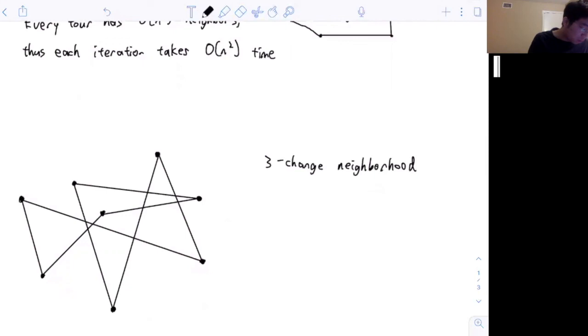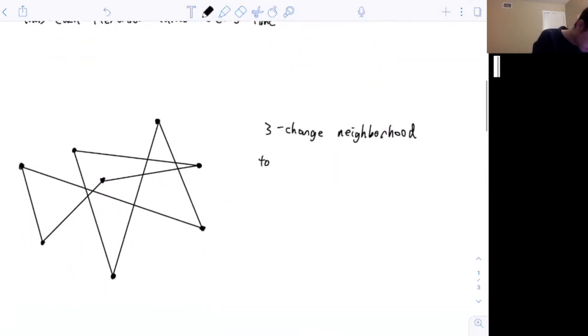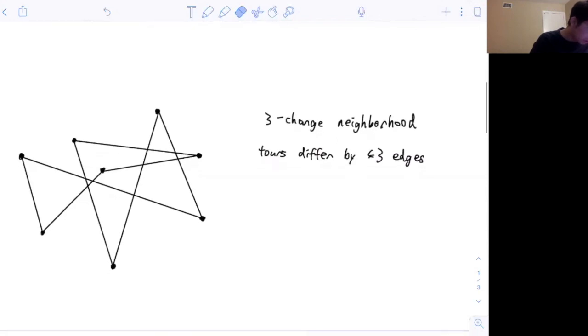which means that we'll look at other tours that differ by up to 3 edges. So this gives us a wider neighborhood, which gives us more room for improvement. So we can see an example here.